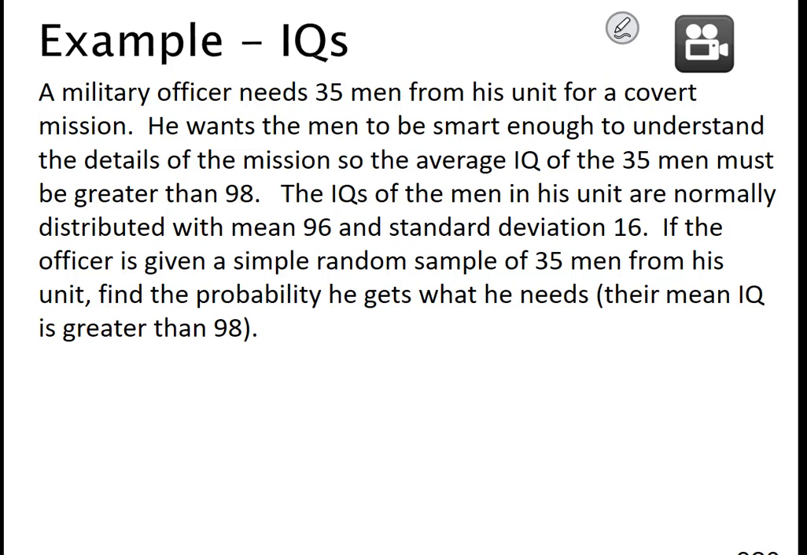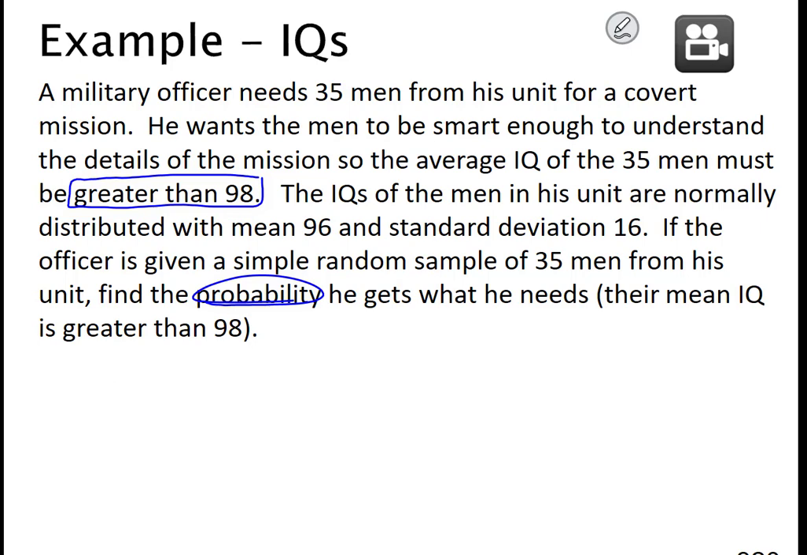A military officer needs 35 men from his unit for a covert mission. He wants the men to be smart enough to understand the details of the mission, so the average IQ of the 35 men must be greater than 98. The IQs of the men in his unit are normally distributed with mean of 96, standard deviation of 16, and if the officer is given a simple random sample of 35 men from his unit, find the probability he gets what he needs. The mean IQ is greater than 98.